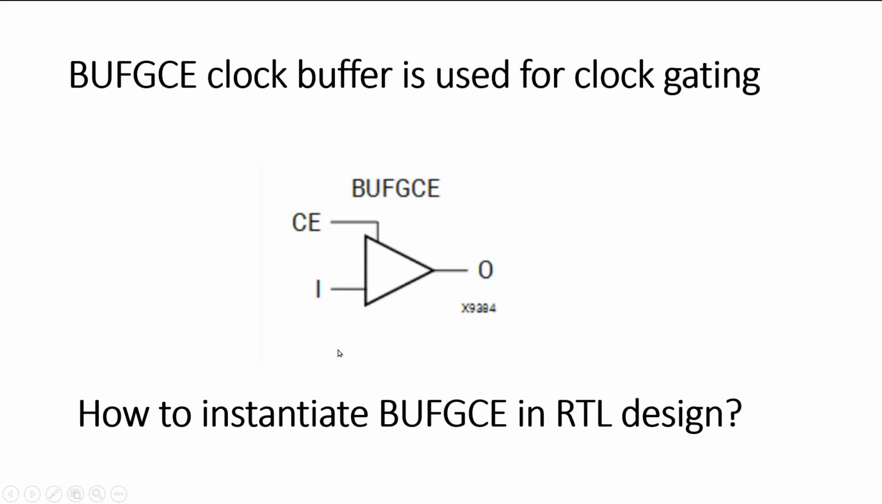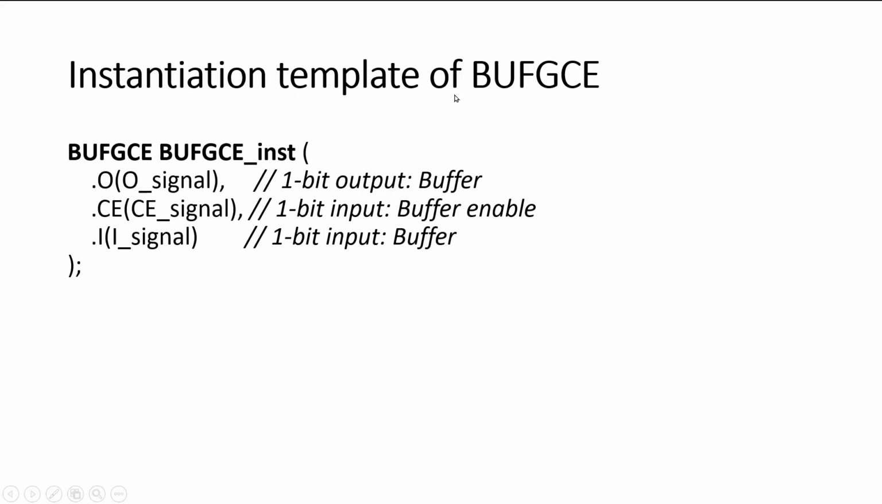But now the question arises how to instantiate this BUFGCE in the RTL design. Friends, this is the instantiation template of BUFGCE, and here you need to write the instantiation name. I have written BUFGCE underscore instance. It has 3 signals as we already discussed. Output, I am connecting O underscore signal. CE, I am connecting C underscore signal. Input, I am connecting to I underscore signal. I underscore signal is input clock. O underscore signal is output clock. And C underscore signal controls the gating.